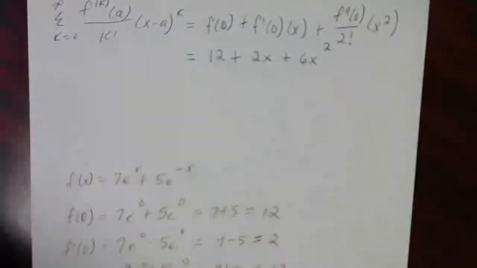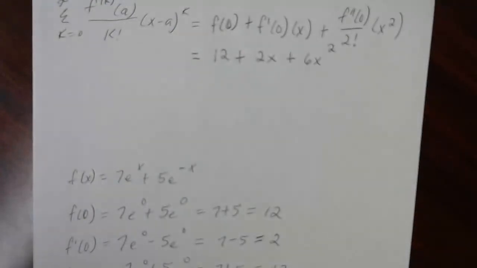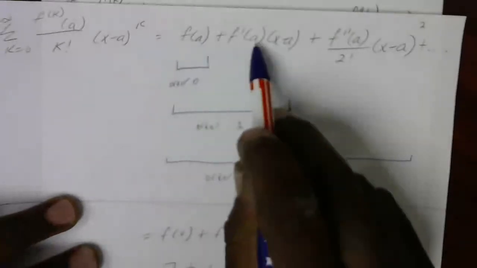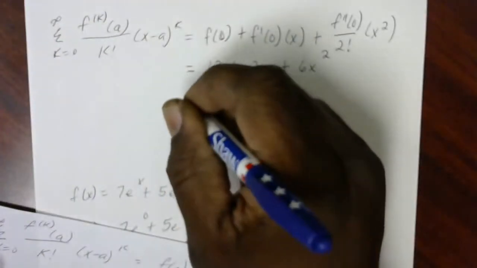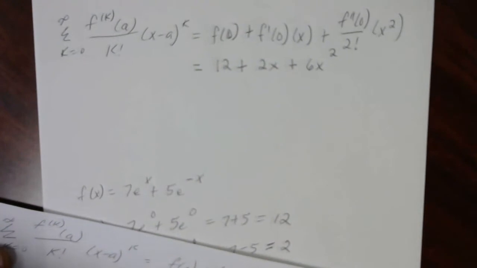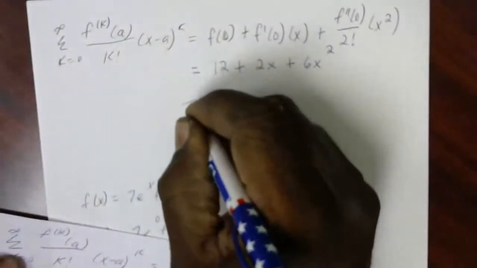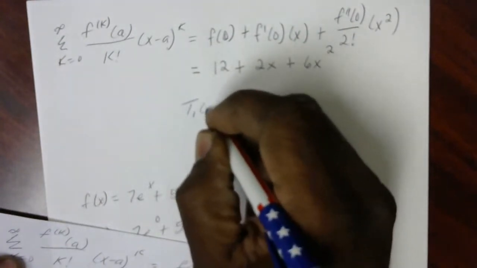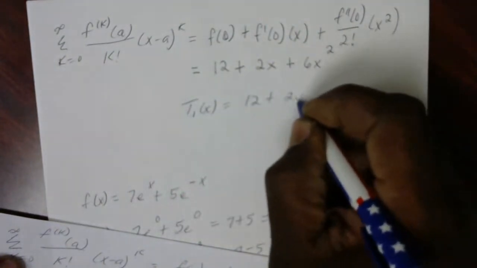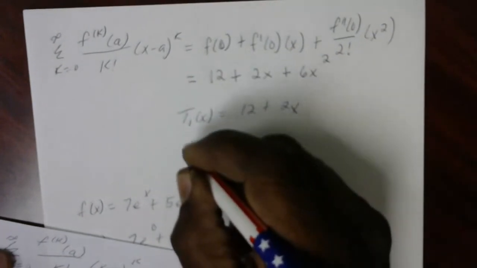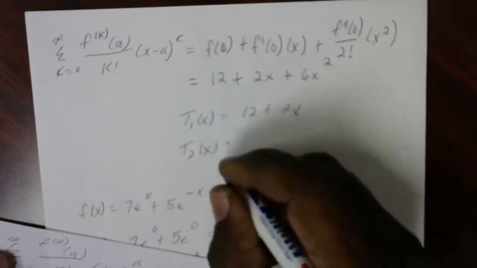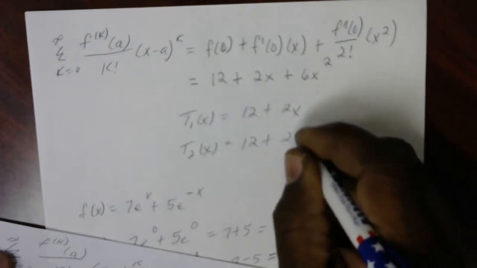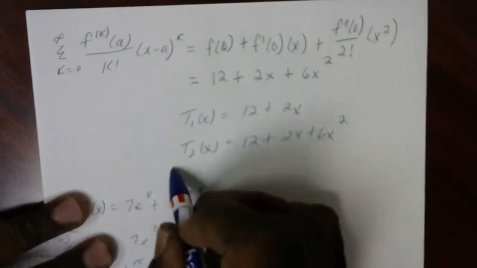So if we were writing out order 1, I would include the first 2 terms. So t sub 1 of x is equal to 12 plus 2x. t2 of x. Okay, this is the second order, so it's going to include all 3 terms: 12 plus 2x plus 6x squared.